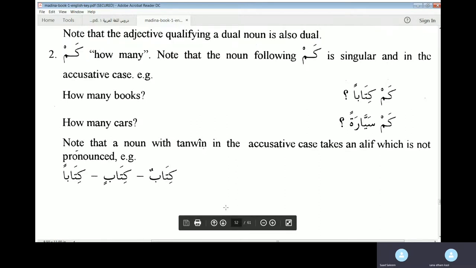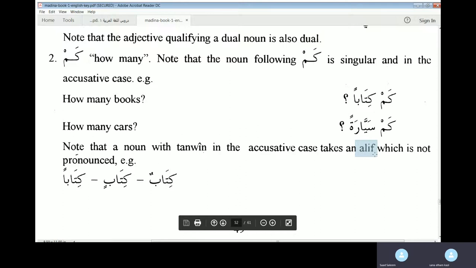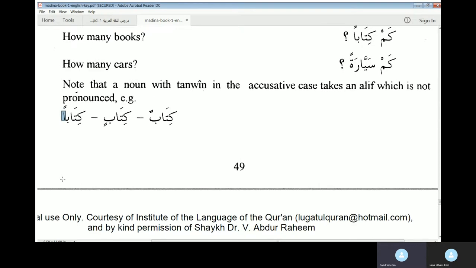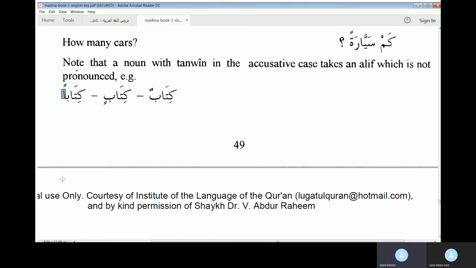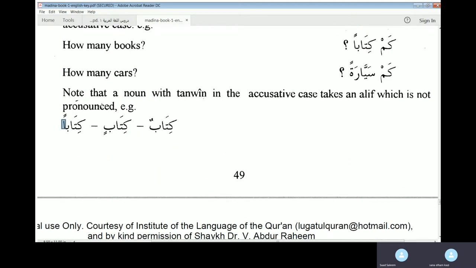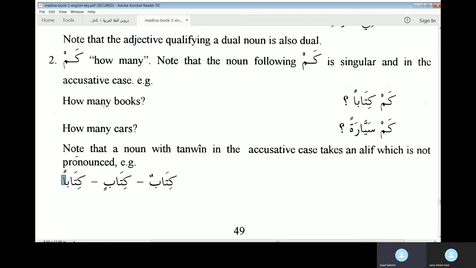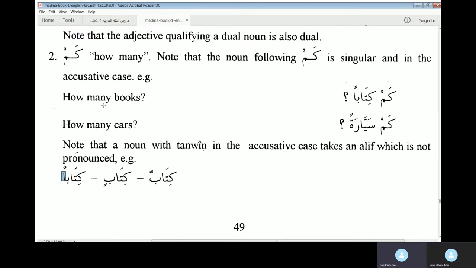Note that a noun with a tanween in the accusative case takes an alif, which is not pronounced. For example, kitabun, kitabin, kitaban. And here the alif is silent. When we have two fatha on a masculine word, we add an extra alif. If we pronounce the alif, it will elongate a little bit. Nothing serious in this word, but there will be some other words, inshallah, in which this pronunciation makes a difference.